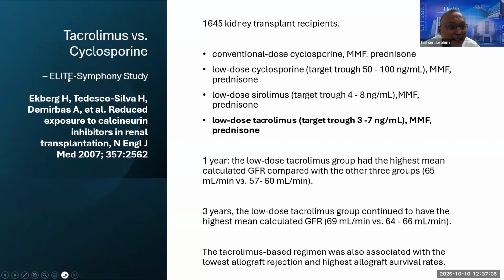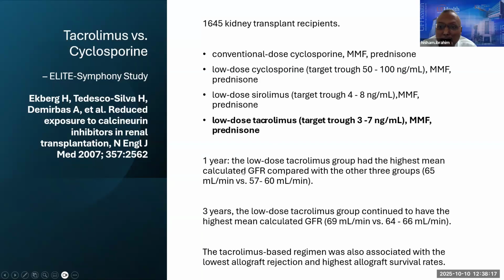So this is the ELITE Symphony study. It's from back in 2007. They had 1,645 kidney transplant recipients randomized into one of these 4 arms. There was a conventional dose cyclosporin, where eventually you wound up with a target trough of 100 to 200. Here's the low dose cyclosporin, where we aim for 50 to 100 nanograms per mil as your target trough. And then there's the low dose sirolimus, target trough is 4 to 8, and low dose tacrolimus, where the target is 3 to 7 nanograms per mil.